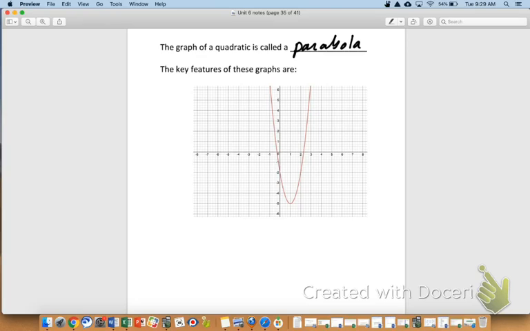I want to give you guys the key features of the graph. So key feature number 1 is this turnaround point down here where the parabola turns around. It's called, does anybody know?